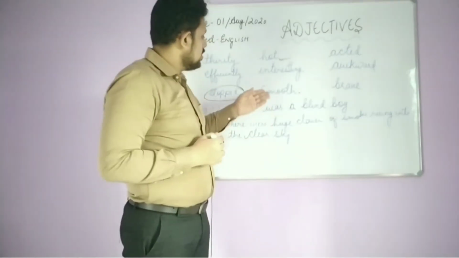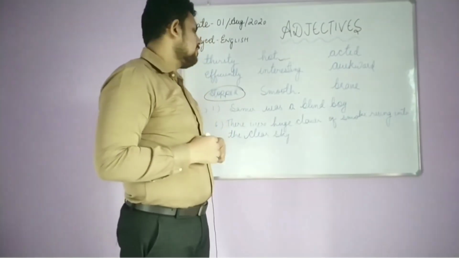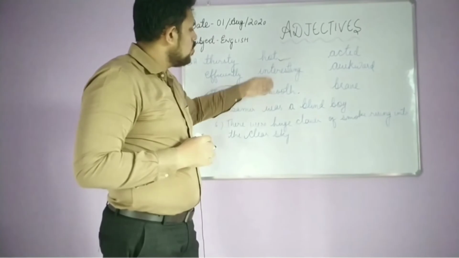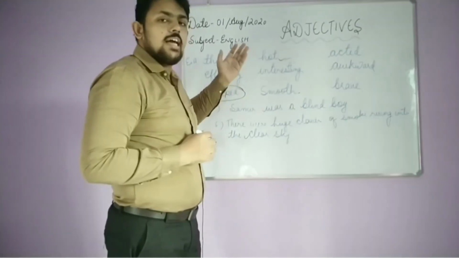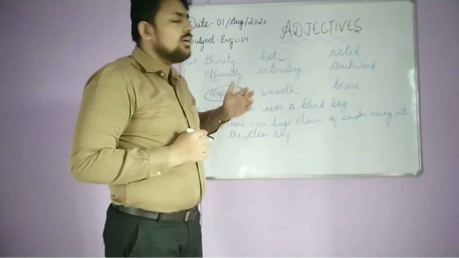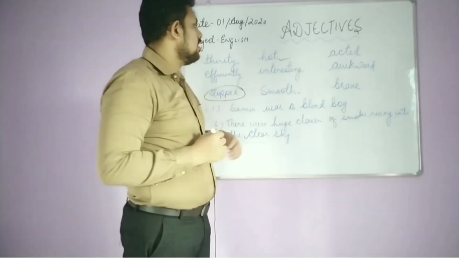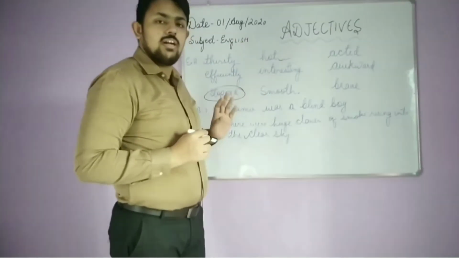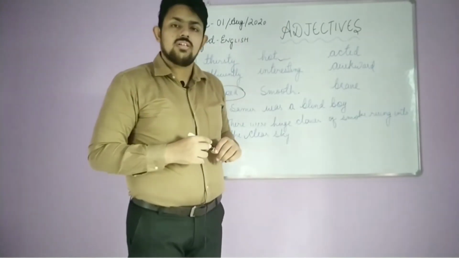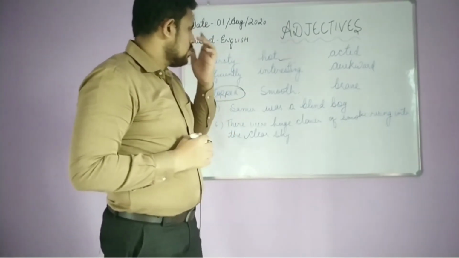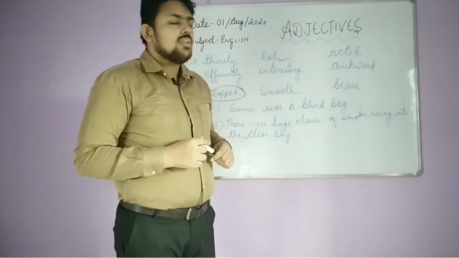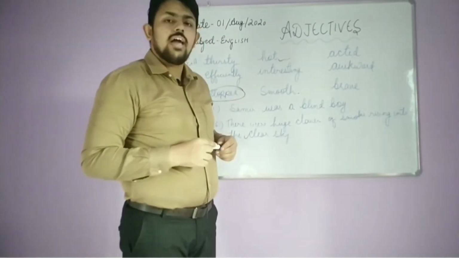So smooth is the adjective used here. No one of these is a common word, but all of them are adjectives. So you will not put a circle over it. All of them are adjectives and there is no need to put a circle on any of those. Coming to the last one: acted, awkward and brave.